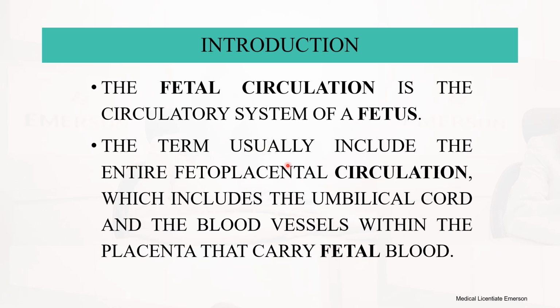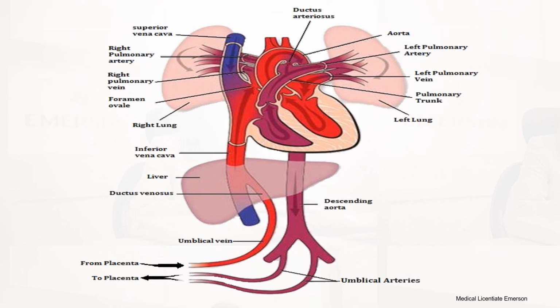The term usually refers to the entire fetal placental circulation, which includes the umbilical cord and the blood vessels within the placenta that carry fetal blood. That's what we refer to as fetal circulation. So this is the structure we're talking about. From the placenta, it bypasses and goes into the inferior vena cava, then goes into the heart. After that, it's in the aorta, then it takes blood to the placenta. So that's what we are talking about today.